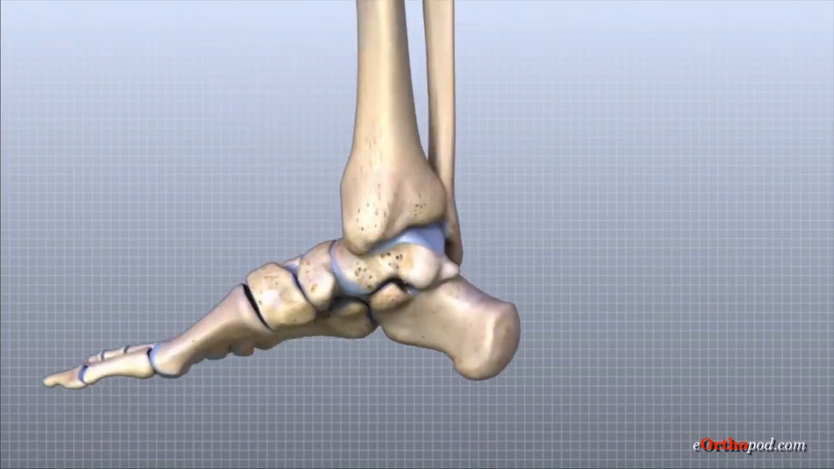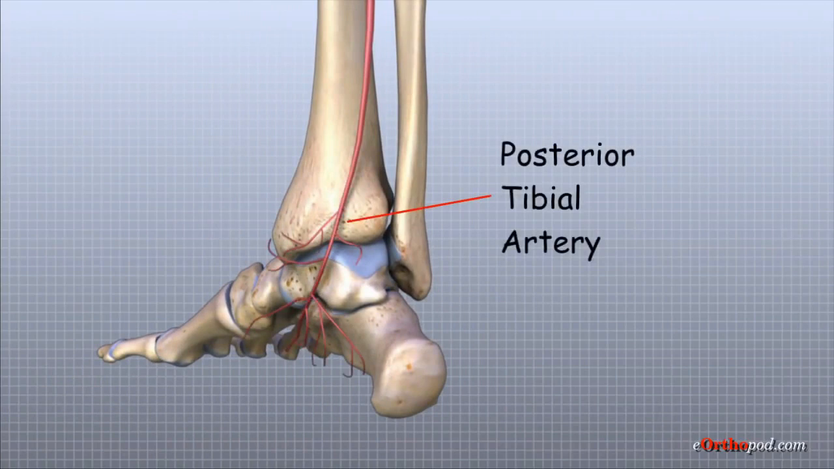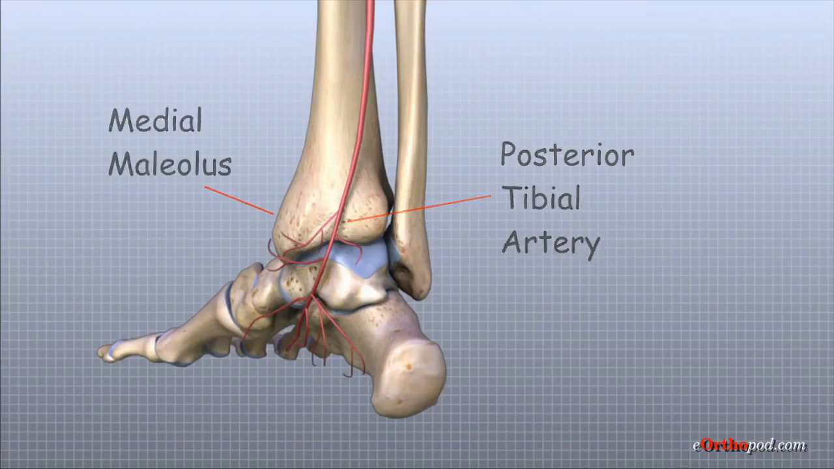Another large artery, called the posterior tibial artery, runs behind the medial malleolus. It sends smaller blood vessels to the inside edge of the ankle joint. You can feel the pulse where this artery runs behind the medial malleolus.